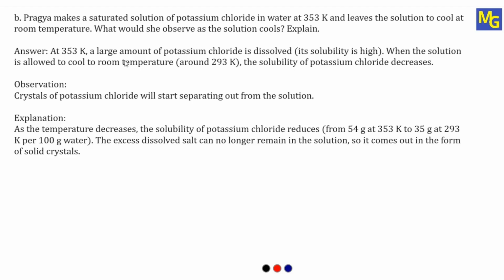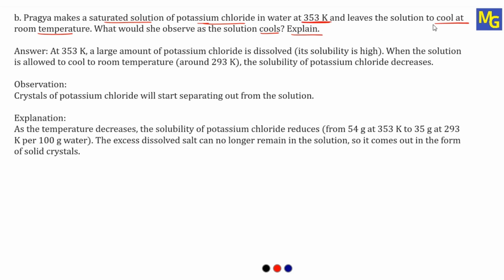Now the next question is B. Pragya makes a saturated solution of potassium chloride in water at 353 Kelvin and leaves the solution to cool to room temperature. What would she observe as the solution cools? Explain. So what is the question here? Pragya has prepared a saturated solution of potassium chloride at temperature 353 Kelvin. And after preparing it, if she cools the solution, what is the observation that we have to explain?